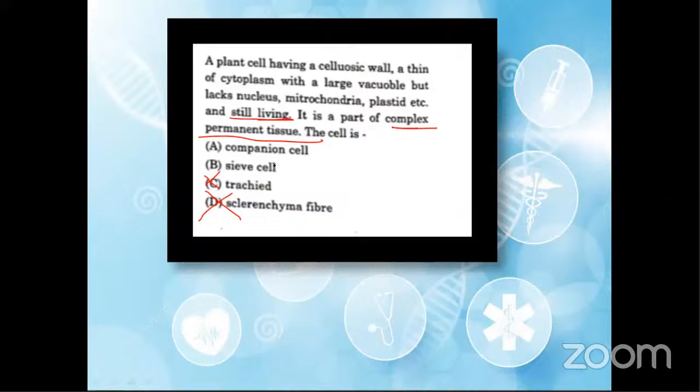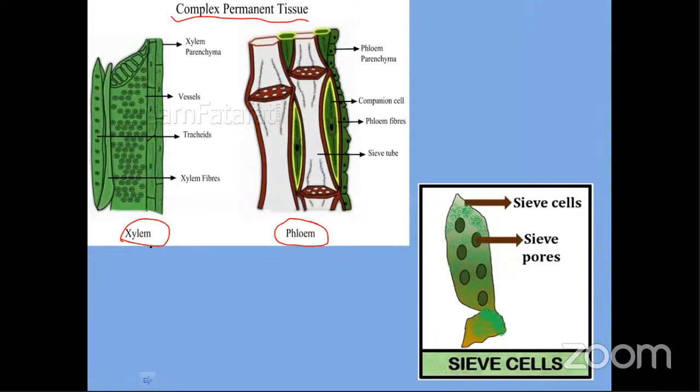Now, companion cell and sieve cell. But before we go that, xylem क्या करता है? What is the xylem function? What is the conduction that is done in xylem? Transportation of water. Water, yes, absolutely right. Water and minerals is done by the xylem, and phloem is done by? Transportation of food and minerals. Food, yes, absolutely right.